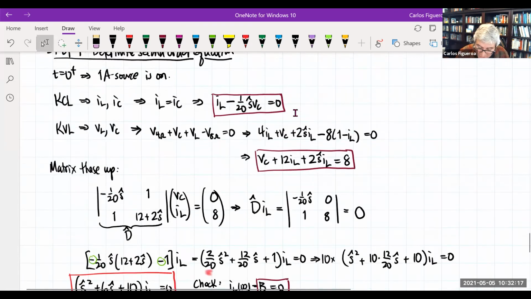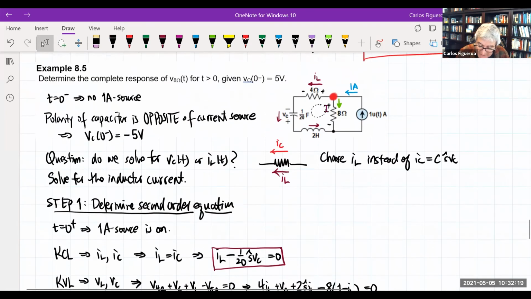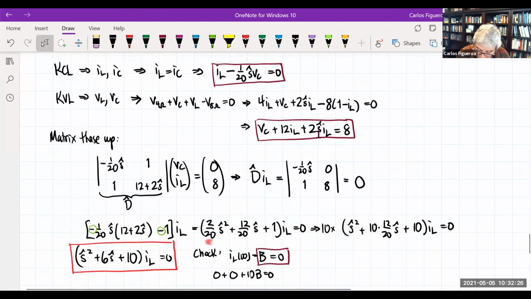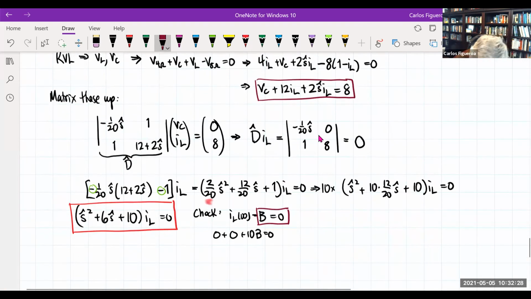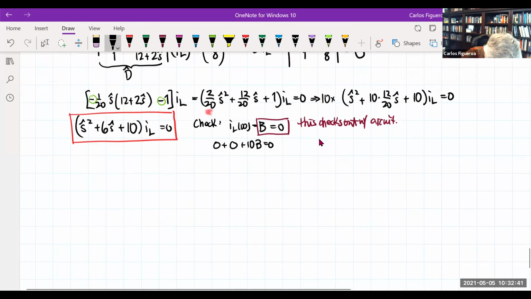And when we look at the circuit, we can see that as the capacitor charges, I'm going to get 0 current of the inductor. So we could say that this checks out with the circuit. Okay, now I know it checks out with the circuit. So now I'm going to go to step 2.